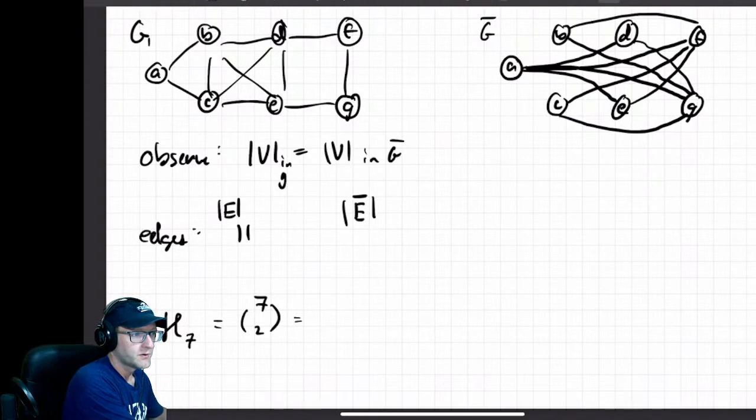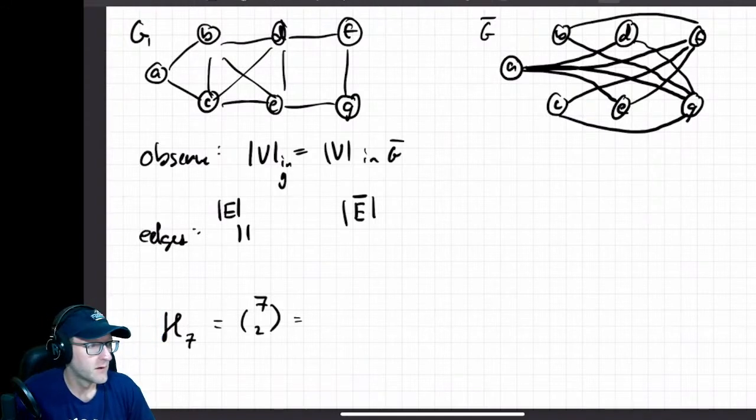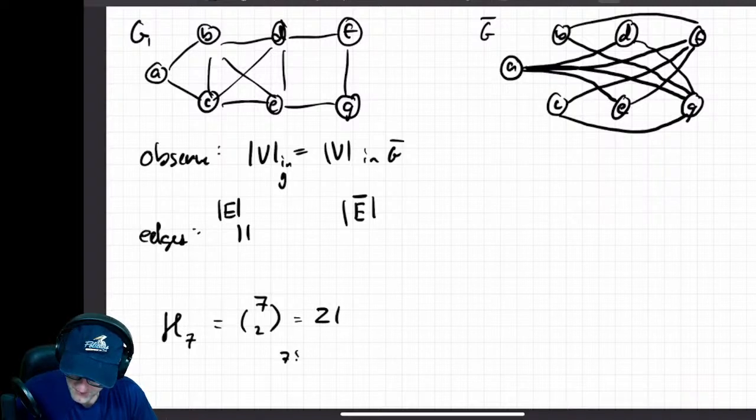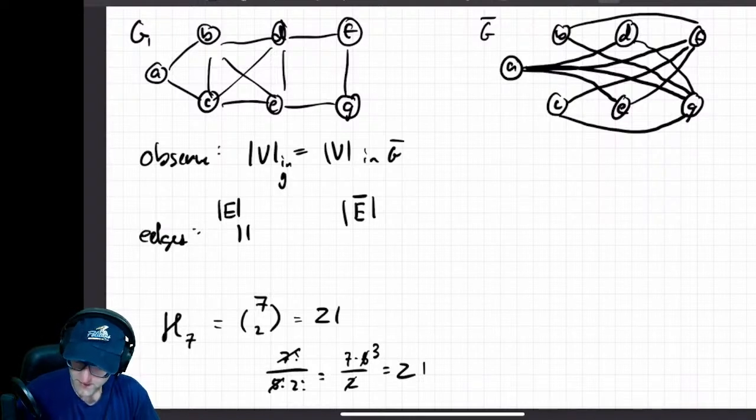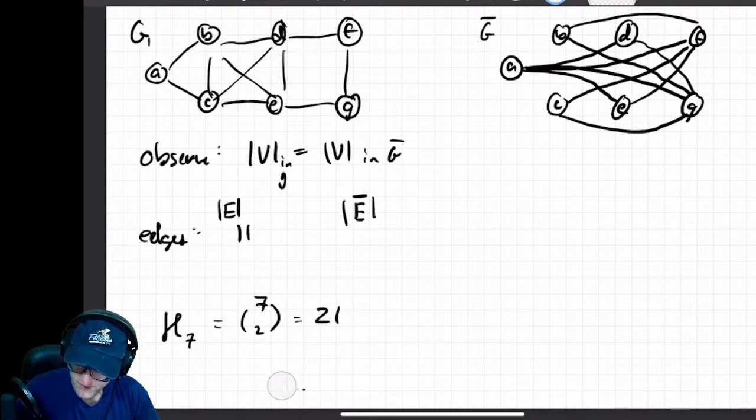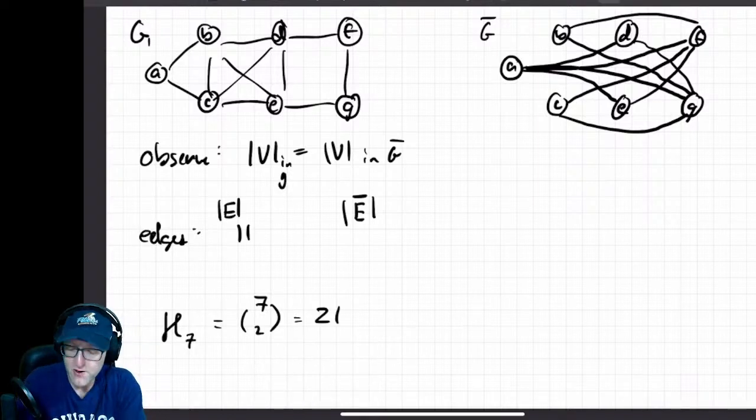Seven choose 2. That's going to end up being 21. Again, it's going to be 7 factorial over 5 factorial times 2 factorial, which is equal to, these all cancel out, and in the numerator you're only left with 7 times 6. 2 factorial is 2, so those cancel out, and you've got 21. I could have done it. I'm just proving that I can do it without Wolfram Alpha. But 21, right?